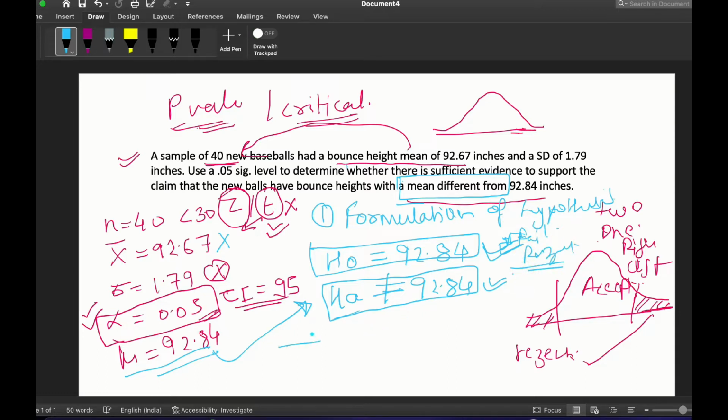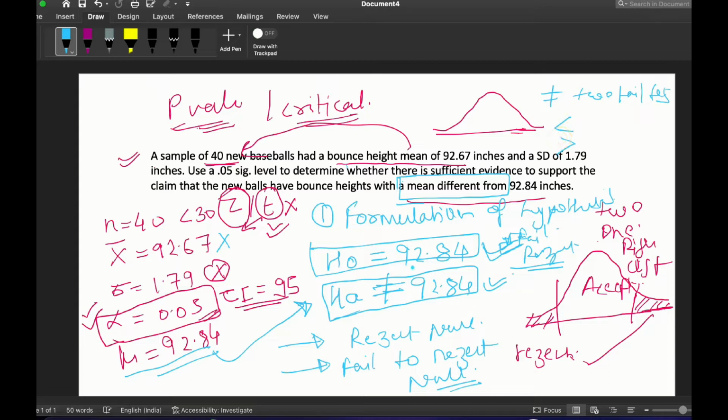So basically from our experiment there will be two conclusions: either we reject null or fail to reject null. And also, if there is a not equal to sign, it will be a two-tail test, and if there is a less than or greater than sign in the alternate hypothesis, then it will be a left or right tail test. So this is called the left tail test and this is called the right tail test.